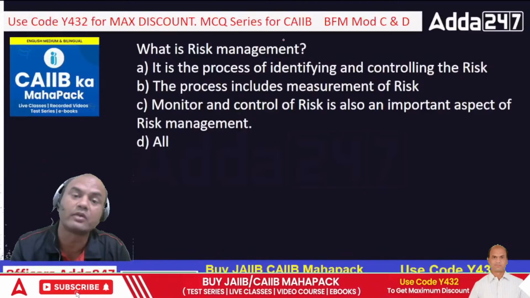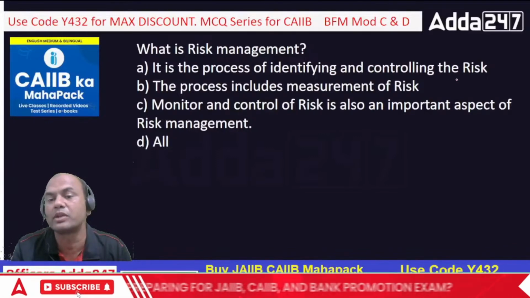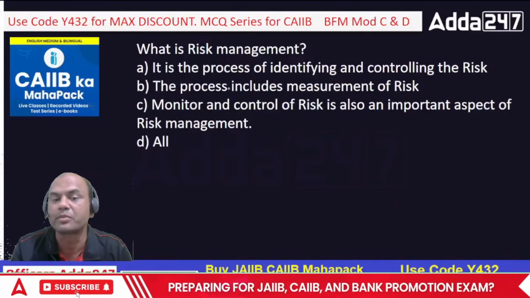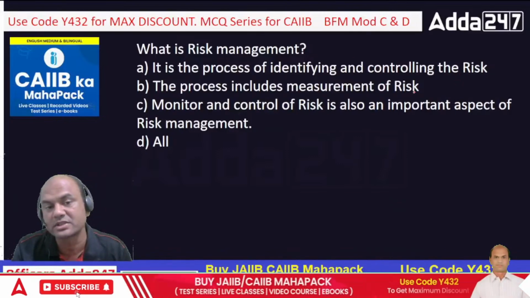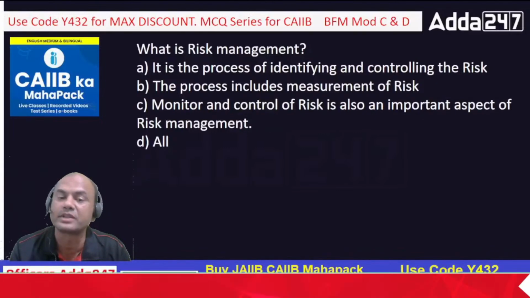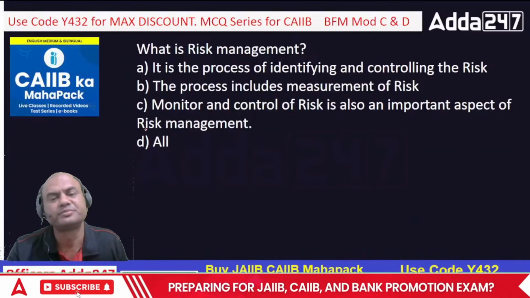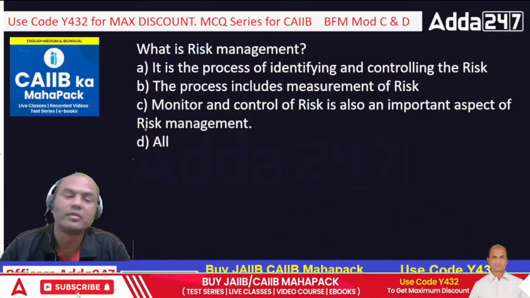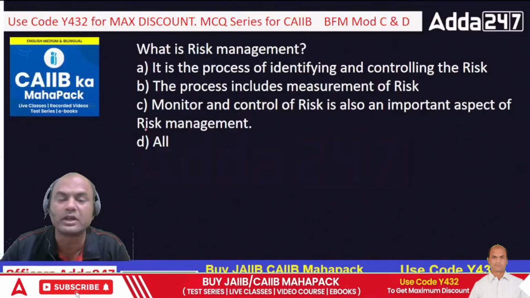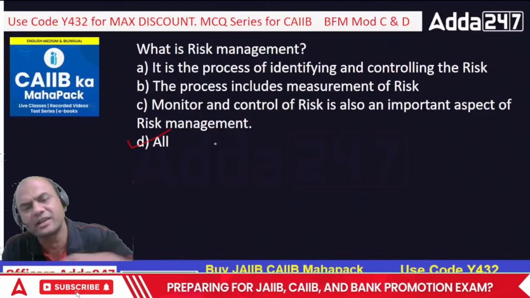Now the basic question, what is risk management? It is the process of identifying and controlling the risk. The process includes measurement of risk. Monitor and control of risk is also an important aspect of risk management, and all of these. So what is the right option in this? Identifying, controlling, measurement, and monitor and control. Obviously all of this, isn't it? D is the answer, isn't it?